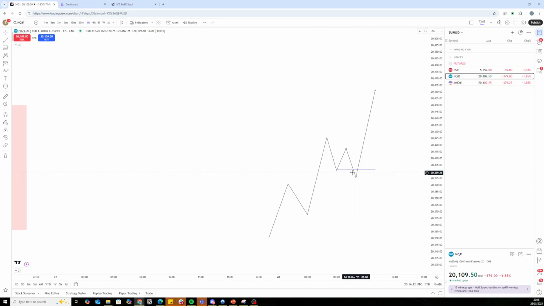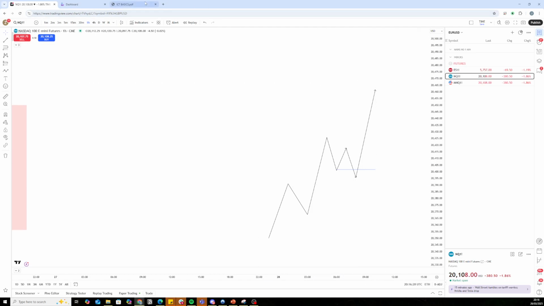Okay, cool. So moving on, that's market structure. That's how ICT works. And we want to capitalize off these liquidity grabs. So what we would call this is a raid of this low, and this is a liquidity grab. And then we catch this big move to the upside.